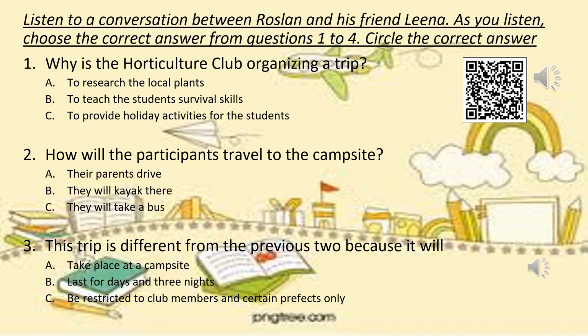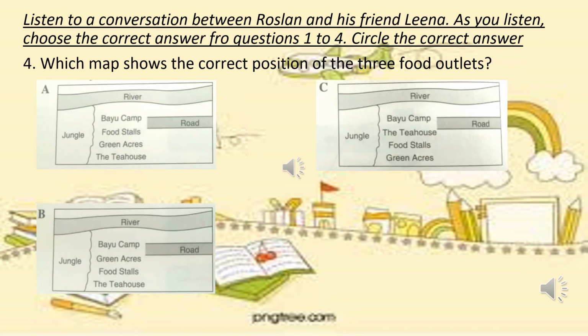3. This trip is different from the previous two because it will A. Take place at a campsite, B. Last 4 days and 3 nights, C. Be restricted to club members and certain prefects only. 4. Which map shows the correct position of the 3 food outlets?